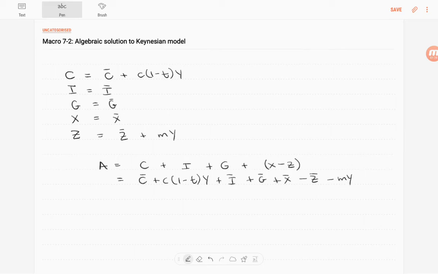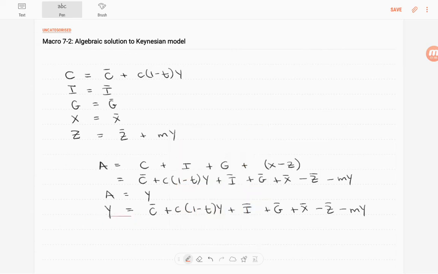What we know further is that aggregate spending is equal to aggregate income in equilibrium. That means Y is equal to the function above. Now we need to solve for Y.